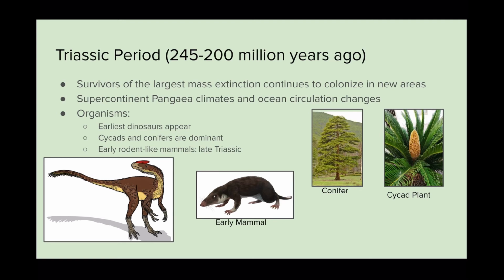While all of this was happening, the supercontinent Pangaea started to change. More specifically, the climate and ocean circulations changed. The remaining cycads and conifers that were dominant during the Permian period were still dominant. This was also the start of the early rodent-like mammals, which were present in the late Triassic.